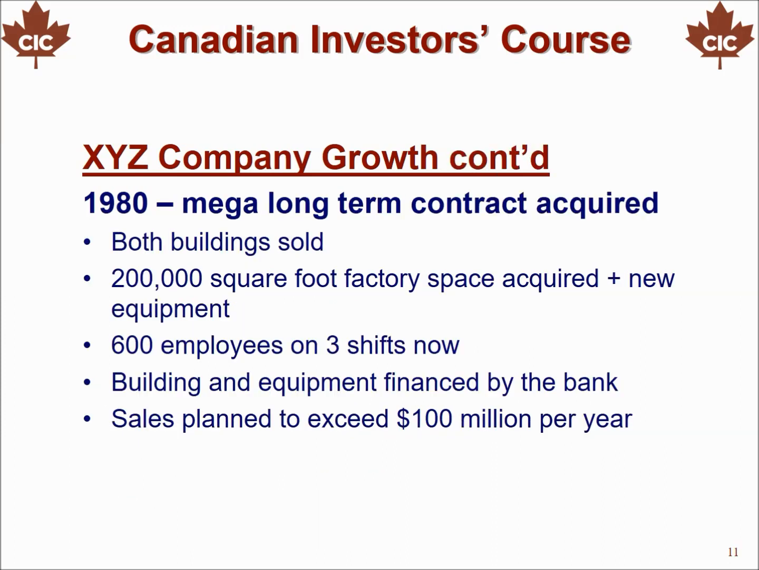Let's look at it now in 1980. They've acquired a huge long-term contract. Both buildings are sold. A 200,000 square foot factory space is acquired, plus new equipment. They've got 600 employees running on 3 shifts. Building and equipment are financed by the bank and sales plan to exceed $100 million a year. The company's on a roll.